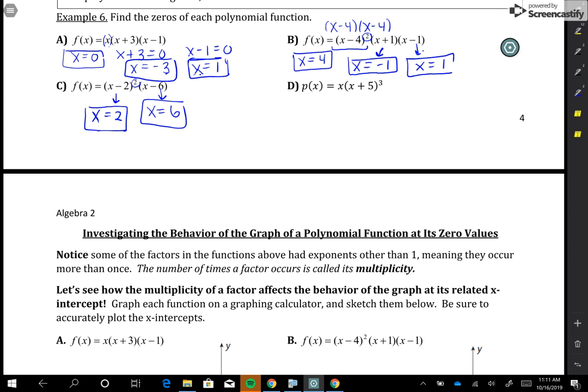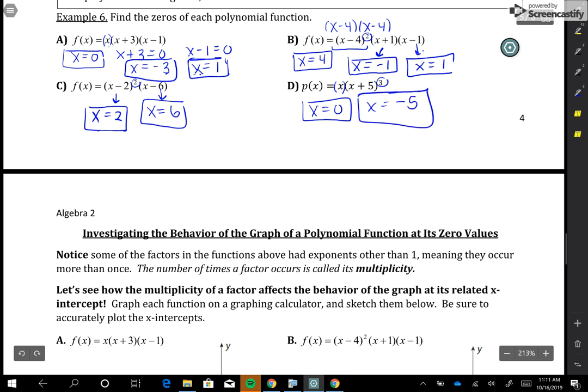And finally, for letter D, I have p of x equals x times the quantity x plus 5 cubed. So essentially, I have 3 of those. So my first factor is just x, and when we have x, that's just 0 for our 0 value. And my second factor, x plus 5, will give me this 0 value of negative 5.